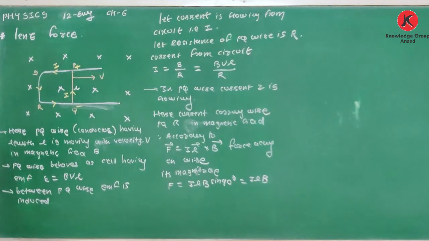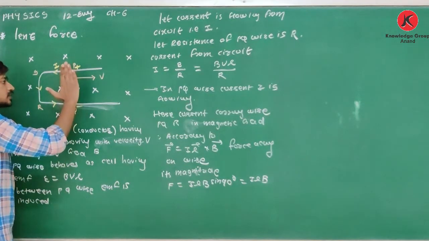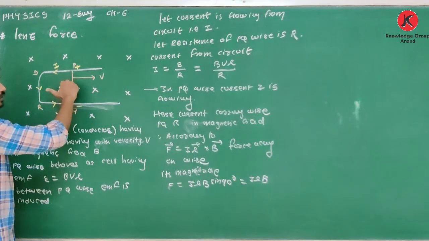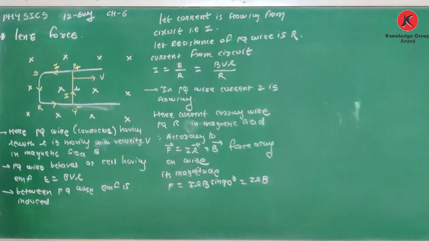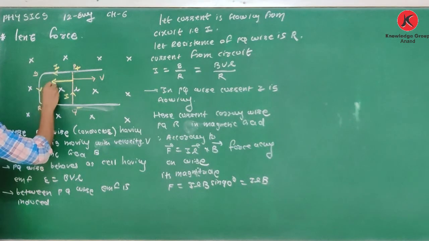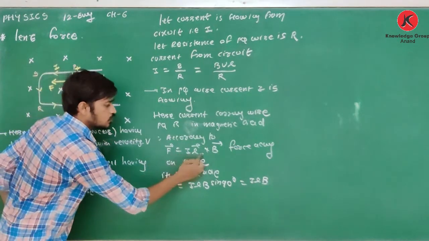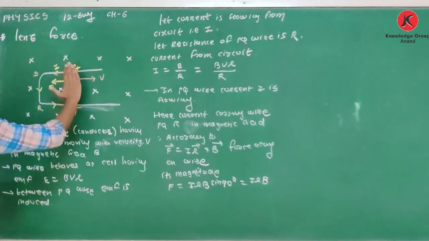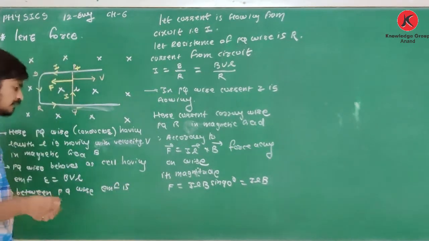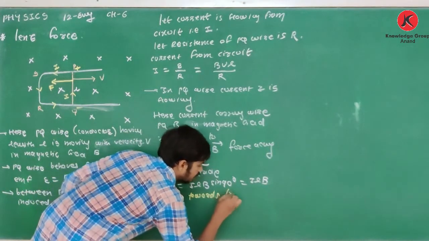And in which direction does it act? According to IL cross B. See here, IL is in this direction, current is going in this direction, B is perpendicular inside, and the thumb is in this direction. So yes, that Lenz force is acting in this direction. Again, F equals IL cross B: current is flowing upward, magnetic field is inside, so the thumb points in this direction. So F equals ILB, and the force is acting towards the left.